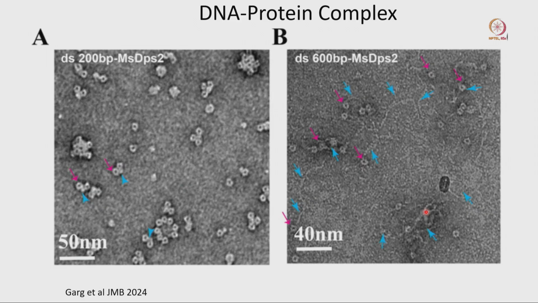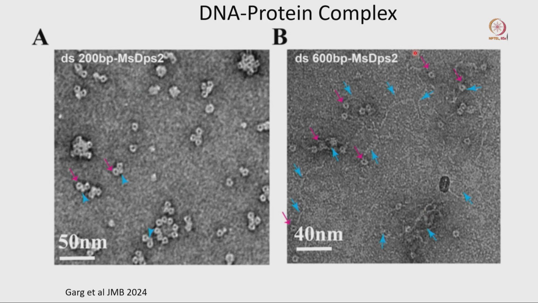Now what about DNA-protein interaction? I already discussed how to image a DNA sample. Basically we do metal shadowing and then image. But when you have a protein sample interacting with DNA, we generally use uranyl acetate or uranyl formate to stain that kind of sample.